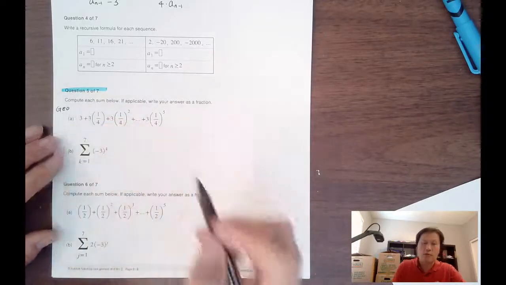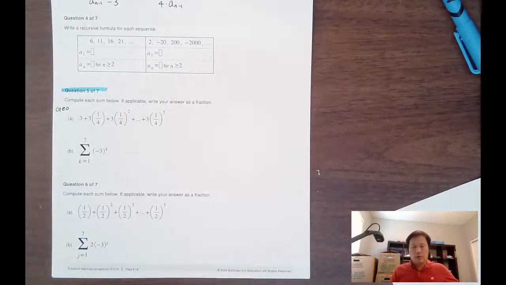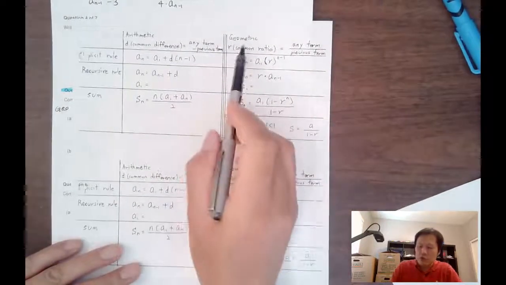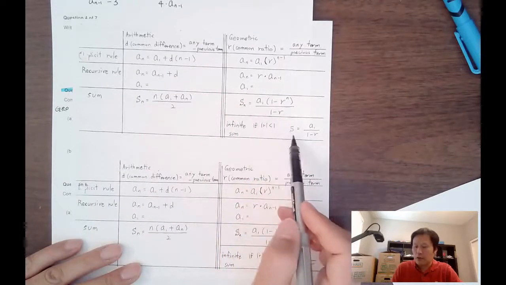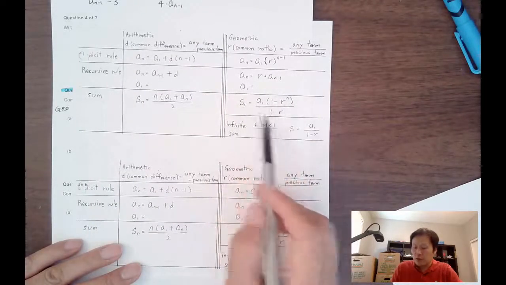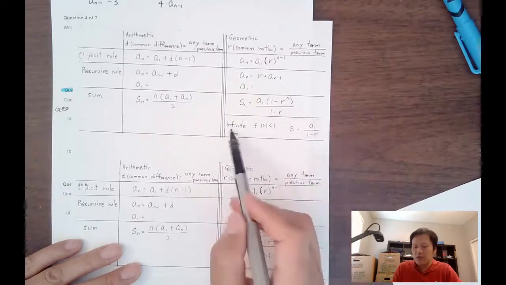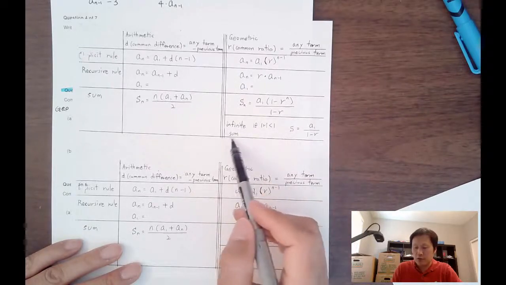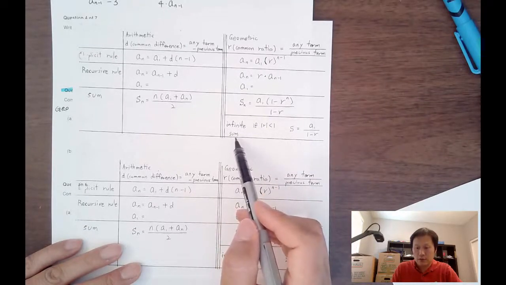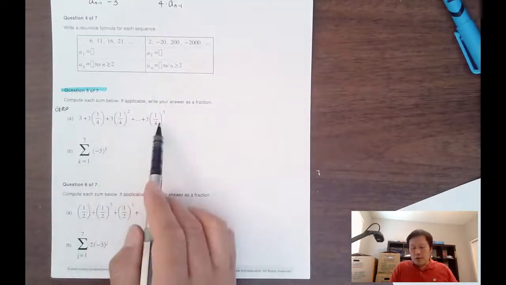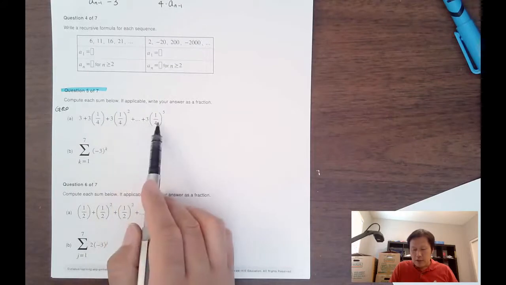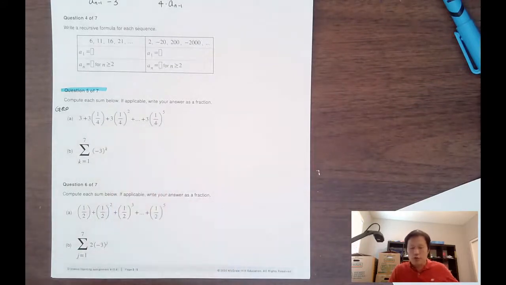Again, if you look at the formula paper, a geometric sequence has a sum formula: this one and this one. When do we use this one? We use this if it's an infinite geometric sequence. As you can see, it stops right here. It's not infinite. So you get to use this formula. Okay?